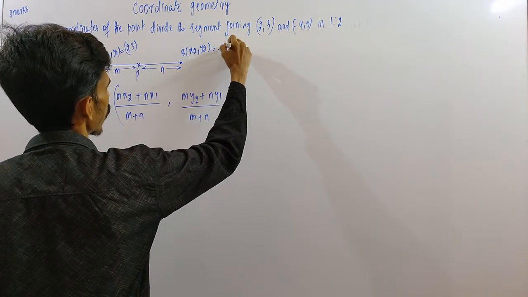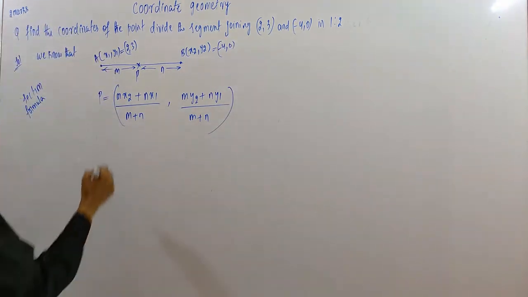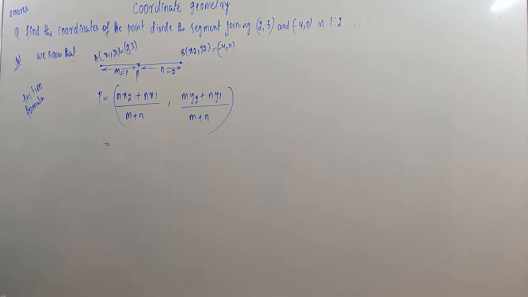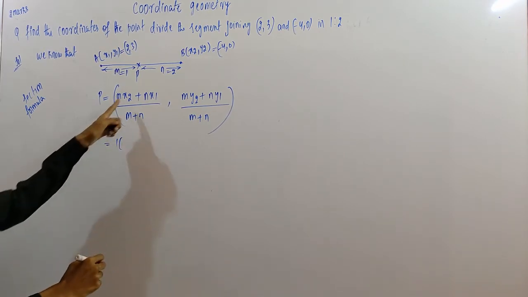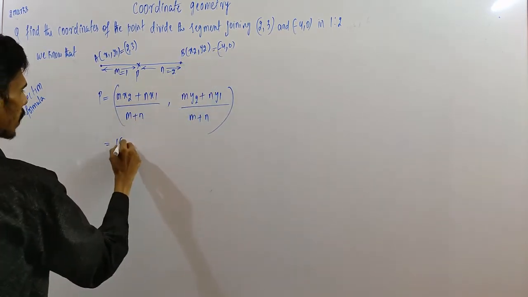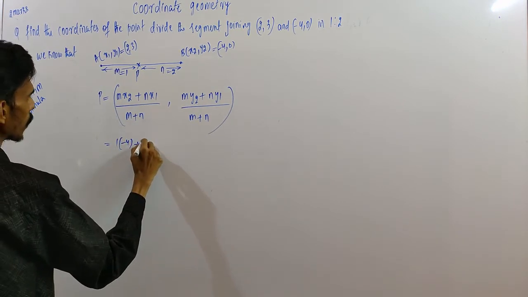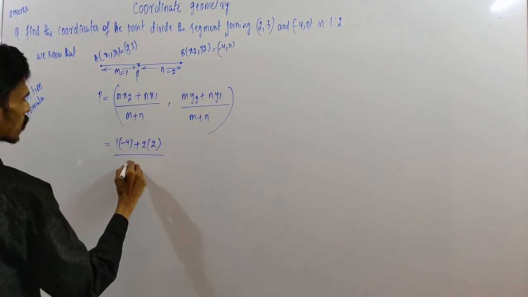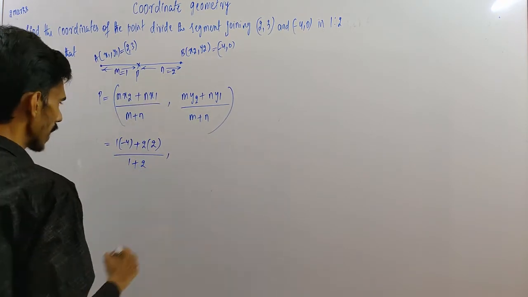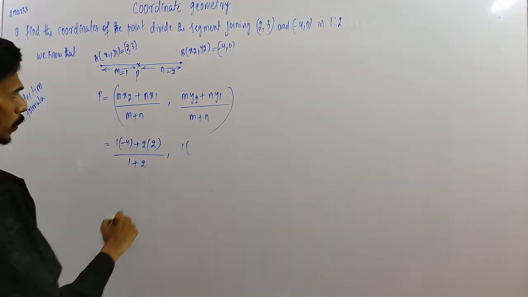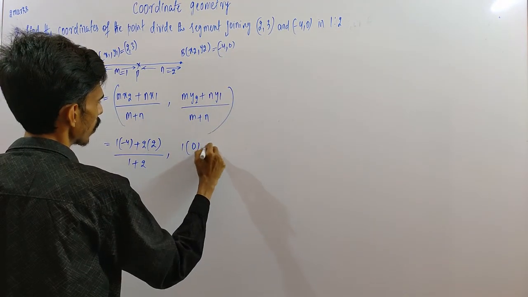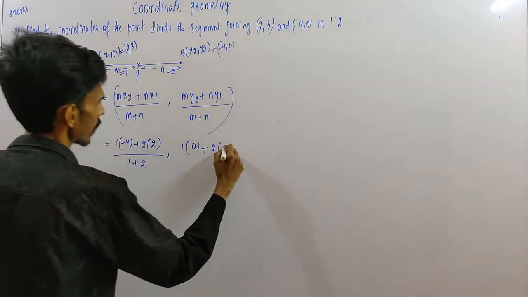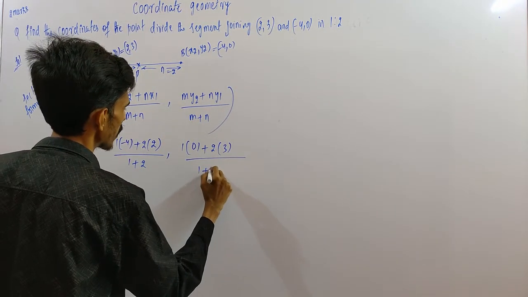B value is minus 4, 0. And for the ratio 1:2, m value is 1 and n value is 2. So we have mx2, m value is 1, x2 value is minus 4, plus n value 2 into x1, x1 value is 2, divided by ratio 1 plus 2, comma, m into y2, y2 value is 0, plus n value 2 into y1, y1 value is 3, divided by 1 plus 2.